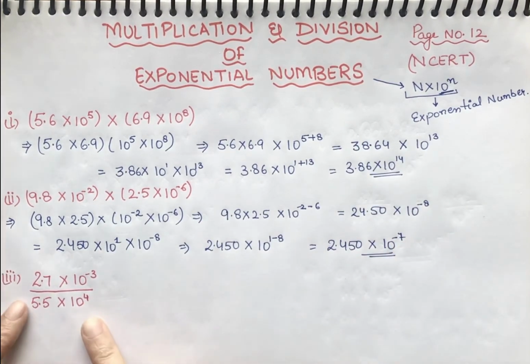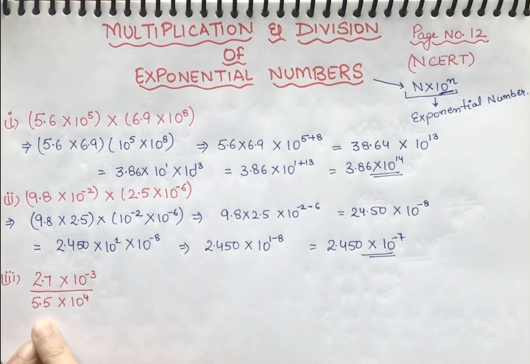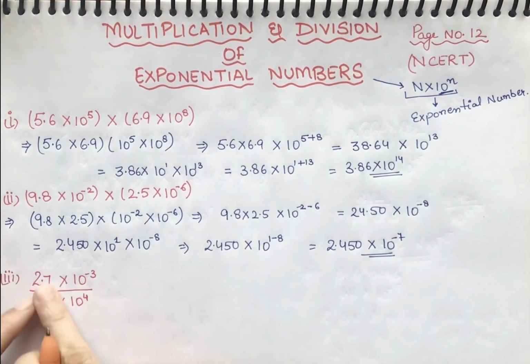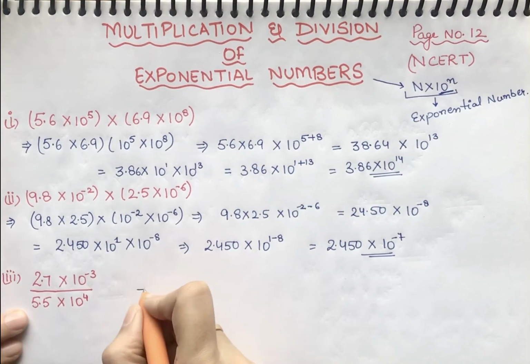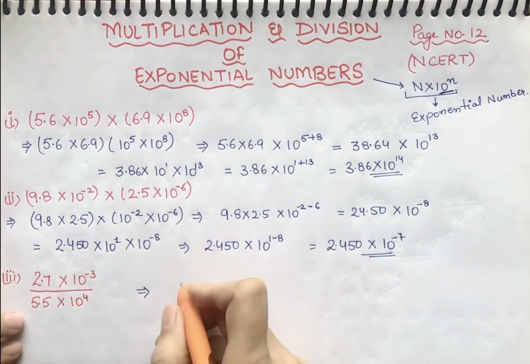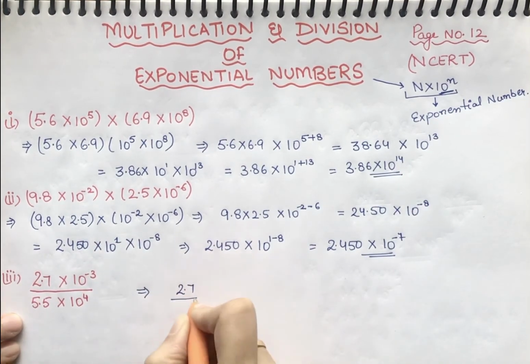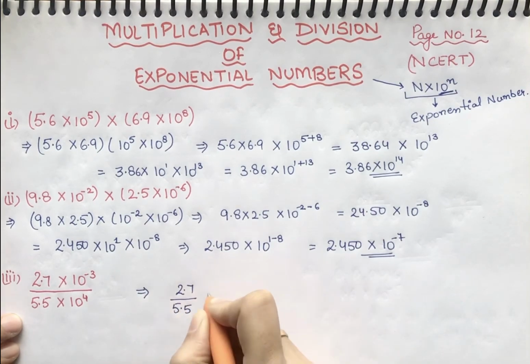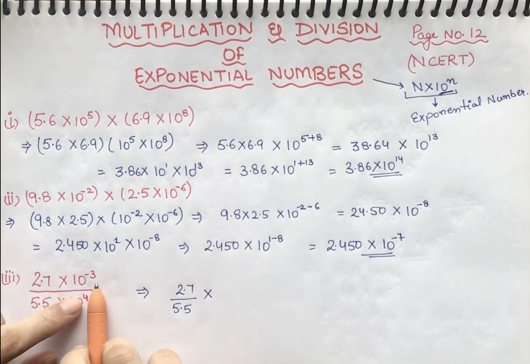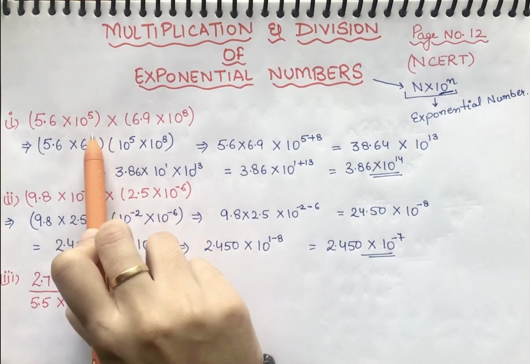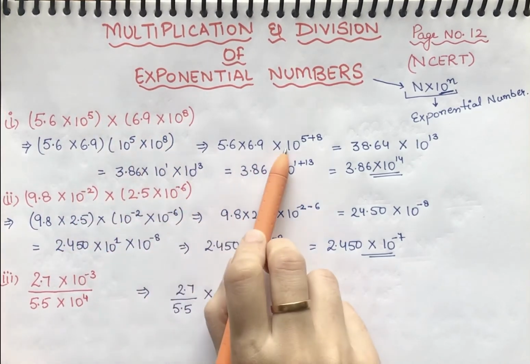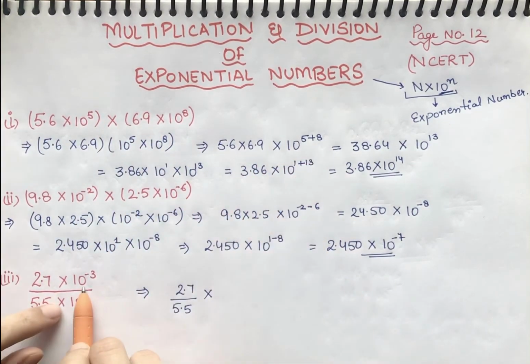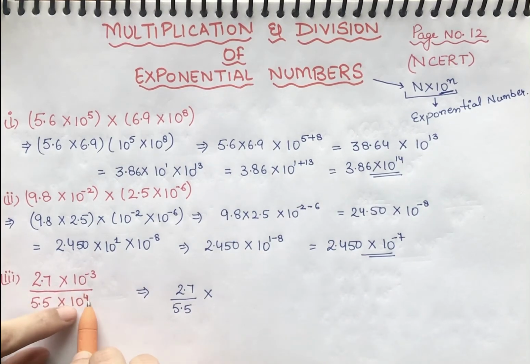Now the next problem is in division. I have a value that is in division, so I'll simply separate these values. So 2.7 divided by 5.5, into, as I told you, if I have powers in multiplication, I'll simply add them, and if I have powers in division, I'll simply subtract them.